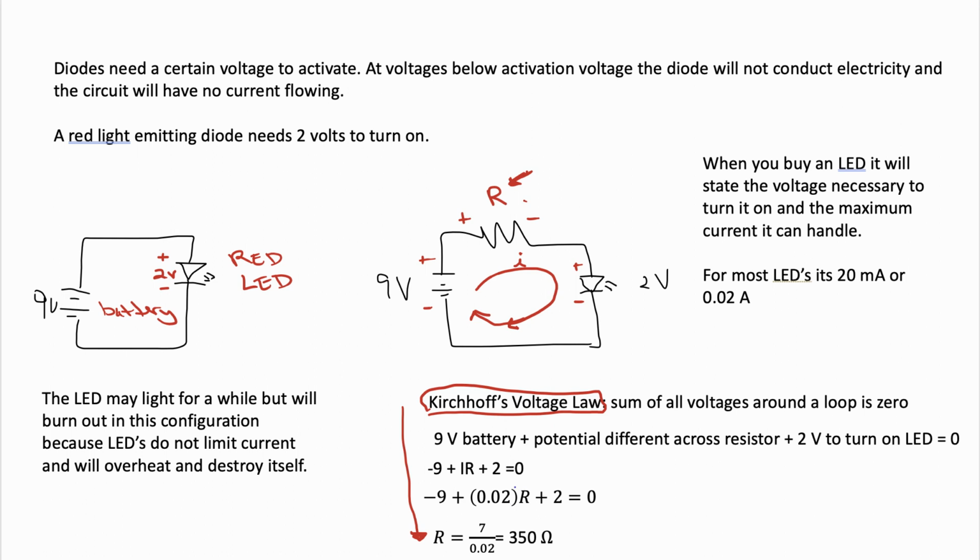times R. And you say, where did I get that 0.02? Well, I'm just putting in the limit of 0.02 for the LED. You don't want to go any higher than that.